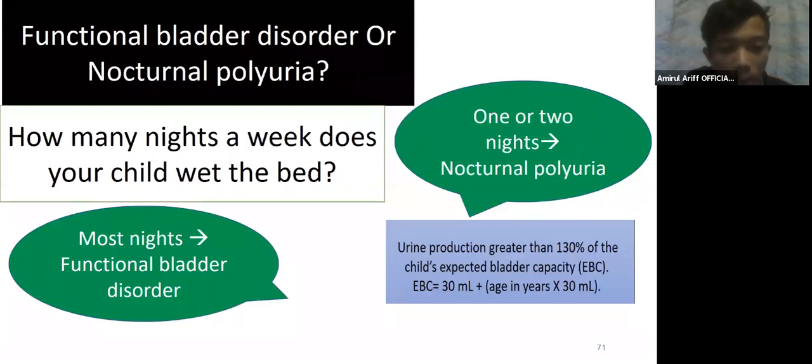Next thing in history taking, we need to look for nocturnal polyuria, where nocturnal polyuria is urine production greater than 130% of the child's expected bladder capacity. So that is the calculation for expected bladder capacity. We also need to differentiate between nocturnal polyuria and functional bladder disorder, where you can ask how many nights a week your child wets the bed. If 1 or 2 nights the child wets the bed, it's suggestive of nocturnal polyuria. If most nights the child wets the bed, it is a functional bladder disorder. Next.